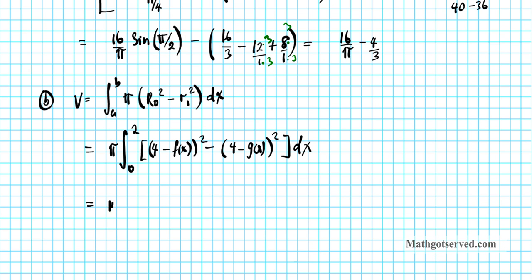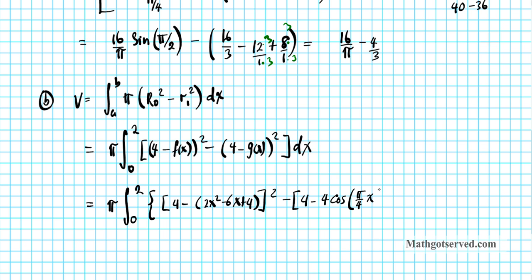So finally, we're going to have pi times the integral from 0 to 2 of this squiggly bracket 4 minus f of x, which is 2x squared minus 6x plus 4. Don't forget to square it. Radius squared minus 4 minus g of x, which is 4 cosine pi over 4x. That's quantity squared equals your integrand dx. And that's the expression for the volume when the region is rotated about the line y equals 4.